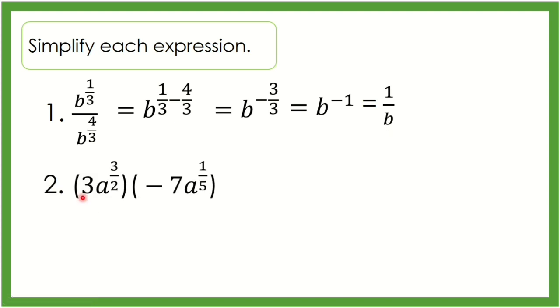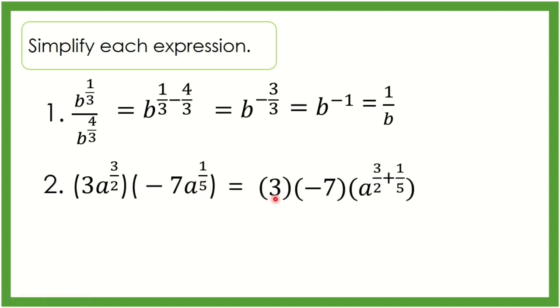Number 2, we have the quantity of 3 times a raised to 3 over 2 times the quantity of negative 7 times a raised to 1 over 5. Ayan. So, paano natin isosolve ito or isi-simplify? So, pagmumultiplyin natin yung numerical coefficient, si 3 at saka si negative 7, and then we multiply the variables. So, parehas yung kanilang base, then applying the product rule, we add the exponents.